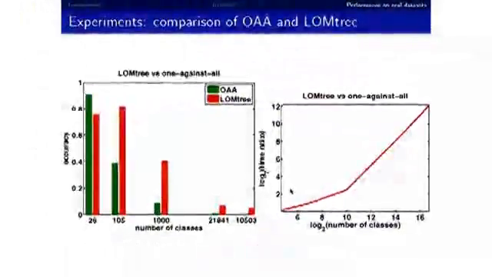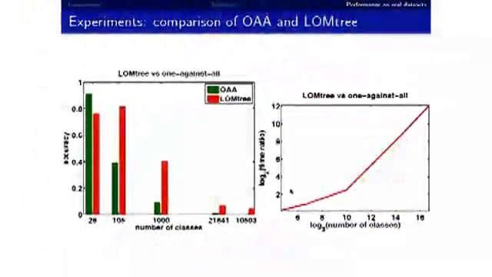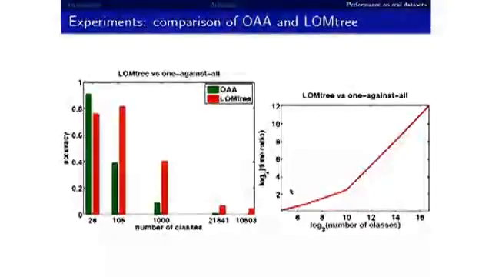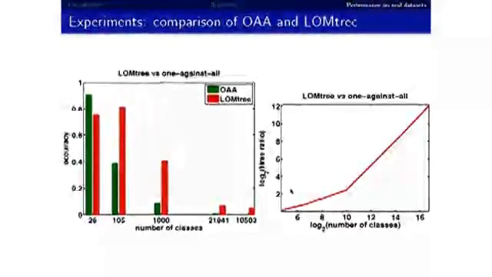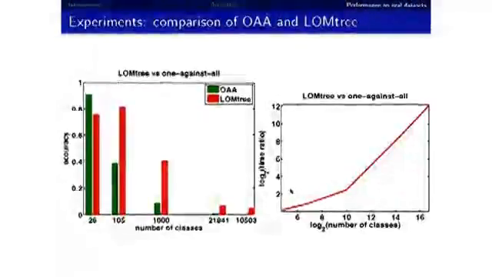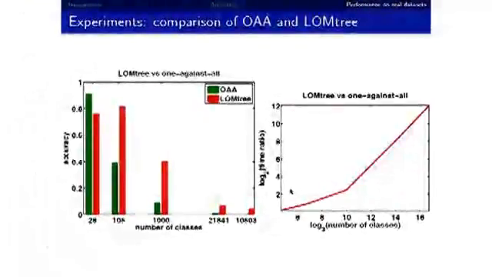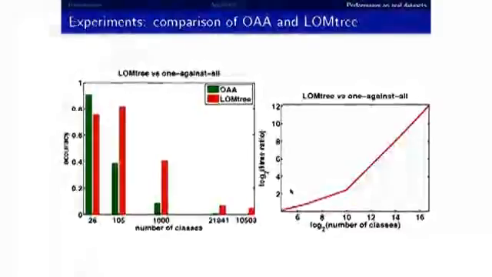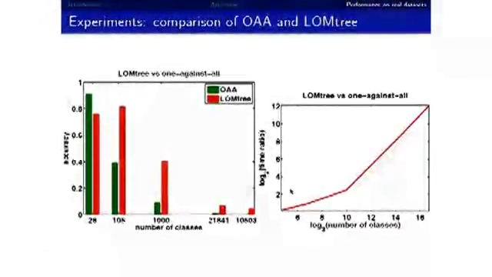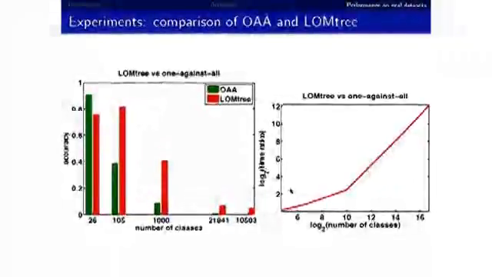Here we are comparing the performance of our algorithm, which we call LOMtree, with the common linear running time approach, one against all. On the left plot, we show the performance of both algorithms when varying the number of classes in the classification problem, where LOMtree is constrained to use the same representational complexity as one against all, and one against all is constrained to use the same running time as LOMtree by data truncation. Clearly, as the number of classes increases, the problem becomes harder and our approach becomes dominant.